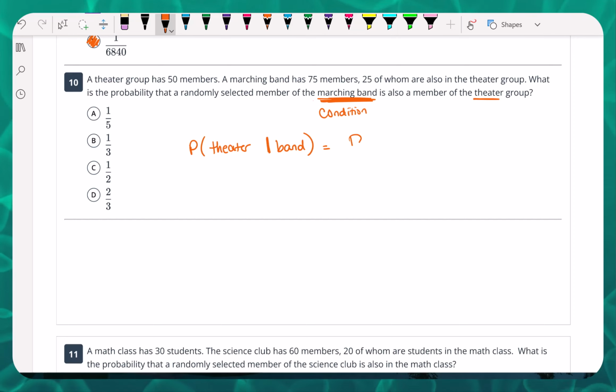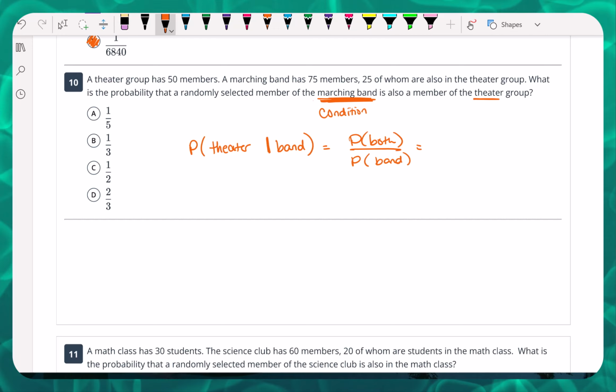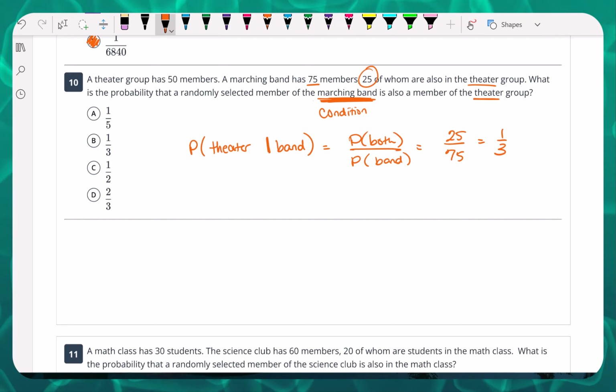So what we're going to do is we're going to figure out the probability of them being in both divided by the probability of the condition, which is band. Now, you can just write down the total of each. So how many people are in both theater and band? It says 25 are in theater and also band. So I've got 25. And then how many are just in band? It says a marching band has 75 members, which is 1/3.